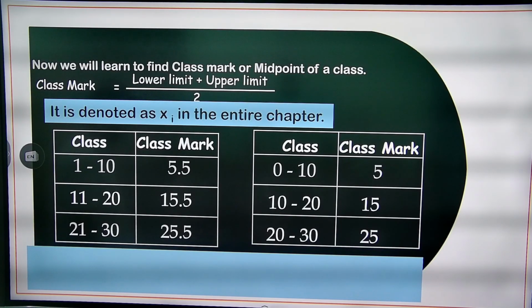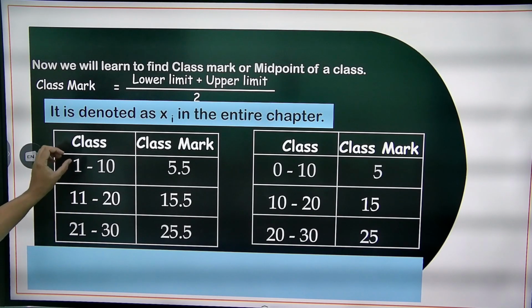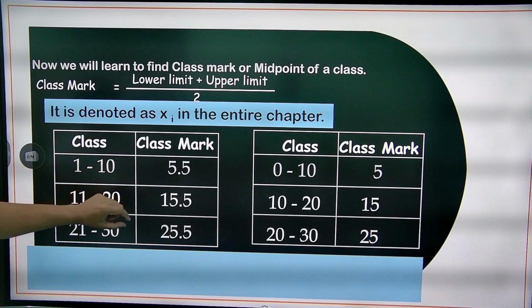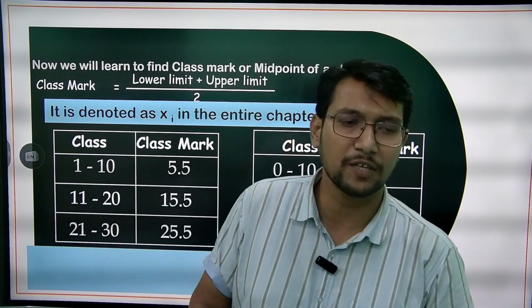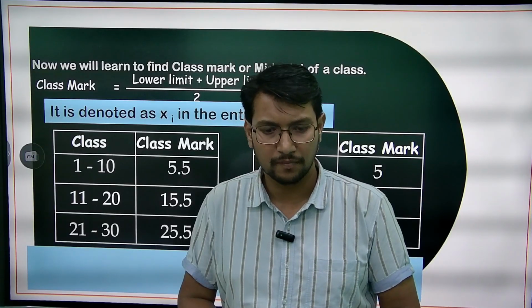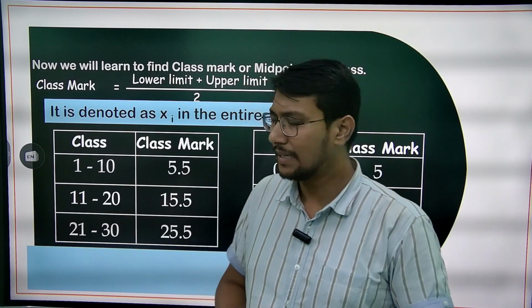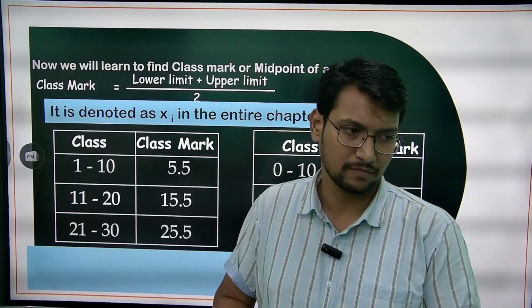Why decimal? It depends upon the value. Whatever the class may be, it depends upon the lower class limit and the upper class limit. If their sum is odd, then definitely the class mark will come in decimal. If the sum is even, then you will get a whole number. Are you getting it?